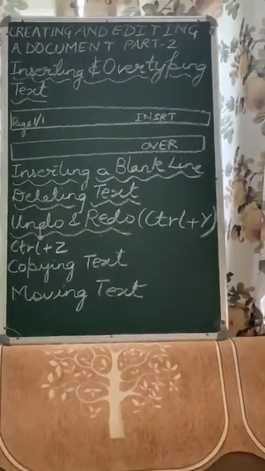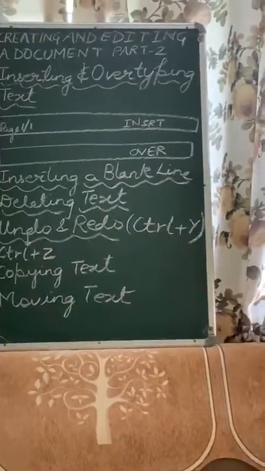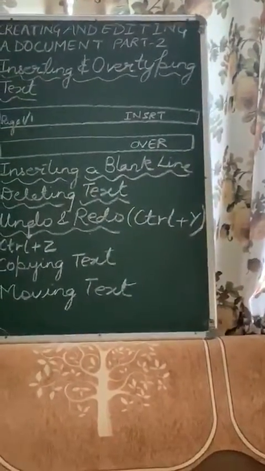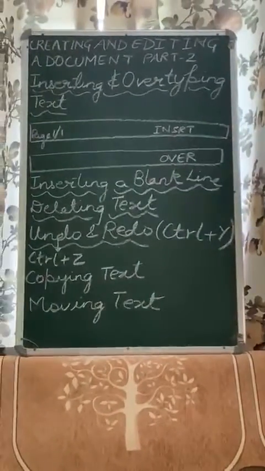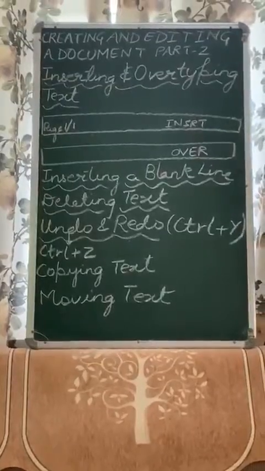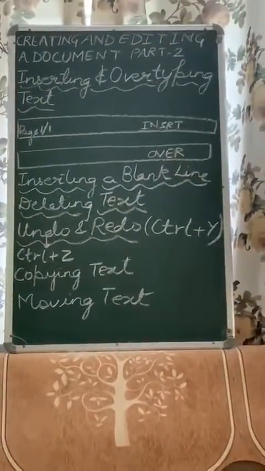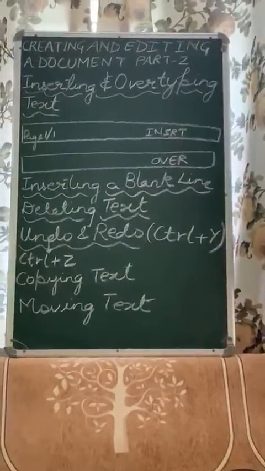You will place the cursor at the end of the line after which you want to insert the blank line, then press Enter. This you have also done in MS Word: if you want to insert a blank line between two existing lines, you just press Enter. You will notice the next line will get shifted down and a blank line is inserted.